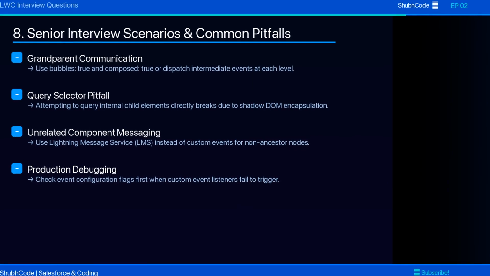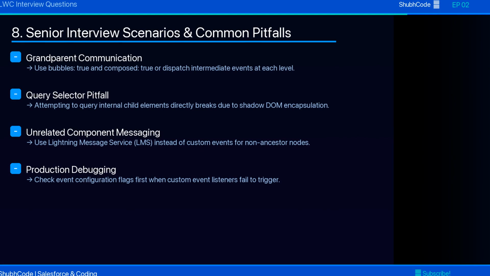Senior LWC interviewers frequently present complex scenario questions regarding component communication across multiple hierarchy levels. A common challenge is passing data from a child component to a grandparent component without violating encapsulation principles. Candidates must avoid trying to query DOM nodes inside child shadow trees like this.template.querySelector('c-child').querySelector('button'), which fails due to shadow DOM protection. Emphasize event bubbling with bubbles: true, composed: true, or Lightning Message Channel for non-ancestor communication.